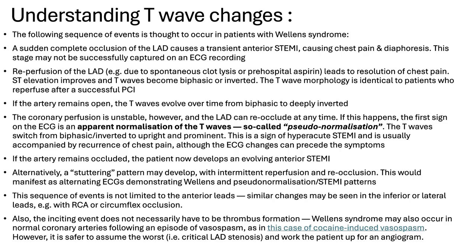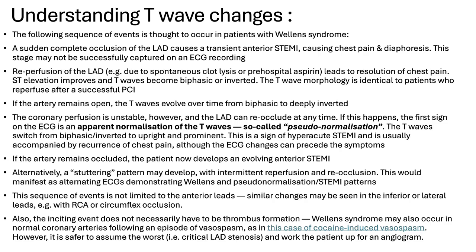Now, if the artery remains occluded, of course the patient develops an evolving anterior STEMI. Alternatively, a stuttering pattern may develop with intermittent reperfusion and reocclusion. This would manifest as alternating ECGs demonstrating Wellens and pseudonormalization or STEMI patterns. This sequence of events is not limited only to the anterior leads, but similar changes can be seen also in lateral or inferior leads, for example, with circumflex occlusion or right coronary artery occlusion.